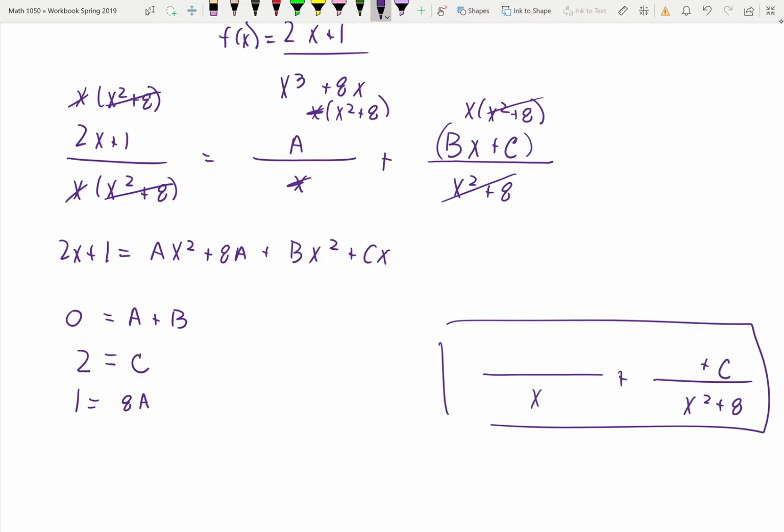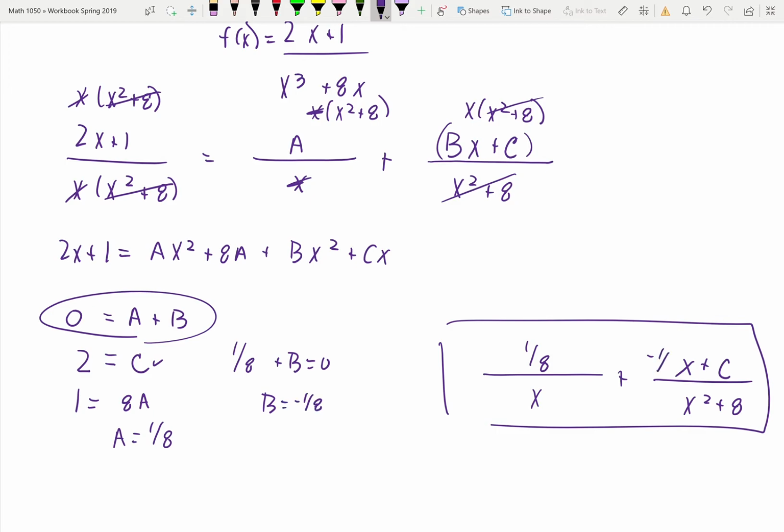So right now I know my c is a 2. So I'm going to go plus c. Okay, so that guy's done. If I divide by 8, I know that a is 1/8. I'm going to put that right there. Then if a is 1/8, then I have 1/8 plus b equals 0, and I get b equals negative 1/8, and that goes right there.